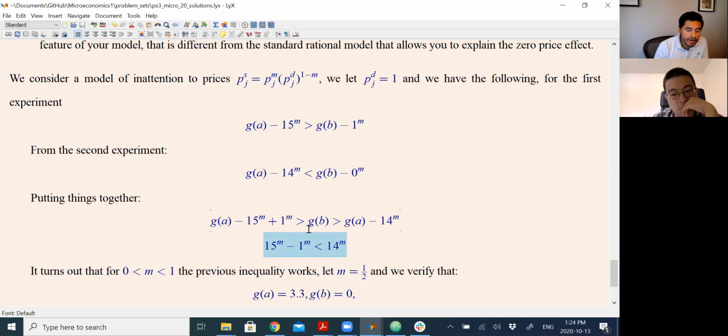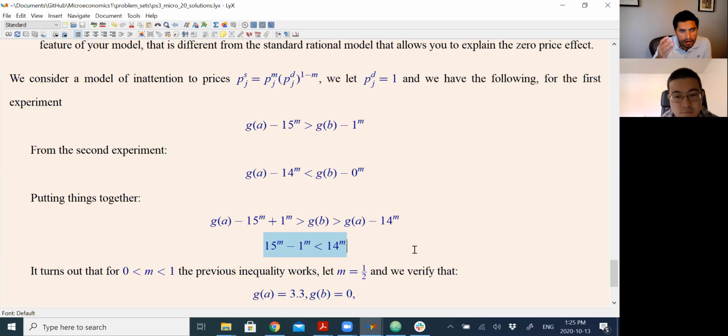In particular, this has to be above this, as you can see. g_A is the same, so it cancels out. Now I have that minus 15 to the m plus 1 is strictly greater than minus 14 to the m. Then, of course, I apply a minus and flip the inequality, and I have this equation, which is a power equation. Does this equation have a solution? Is there any m in the open interval between 0 and 1 that satisfies it? The answer is yes. In fact, any m in the open interval (0, 1) works.